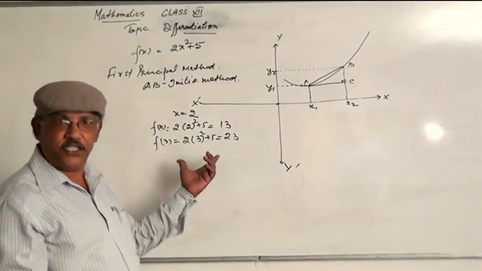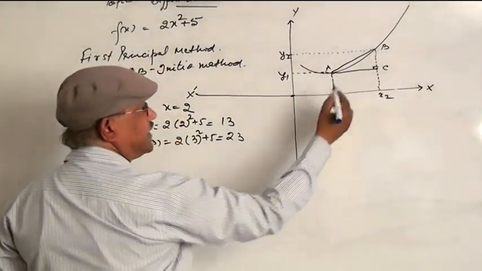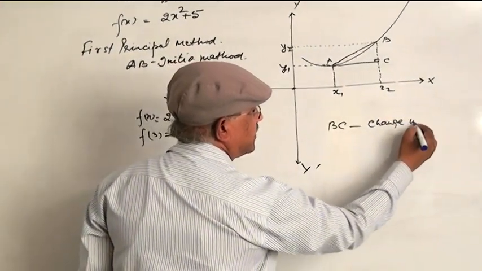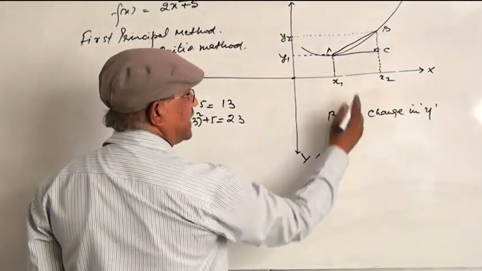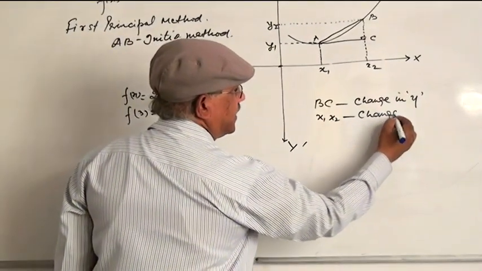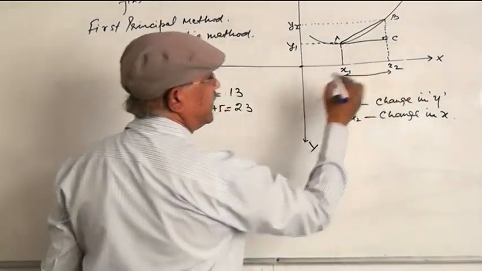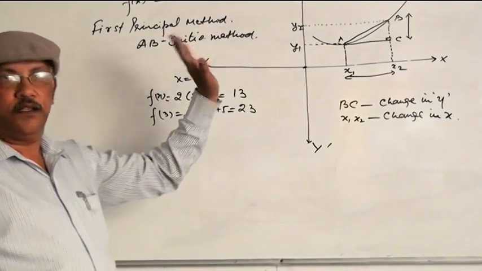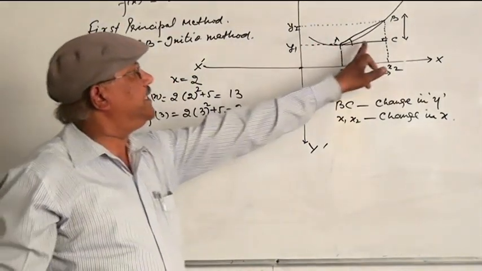So when there is a change in x, there is a change in y also. What is the change along the y-axis? That is called BC. So BC is the change in the value of y, when the change from x1 to x2 is the change in the value of x. This is the change in the value of x, and this is the change in the value of y from x1 to x2. Now suppose the angle between AB and AC is theta.